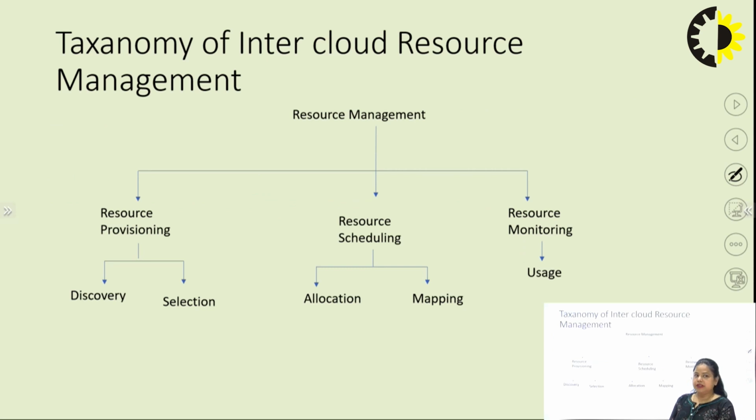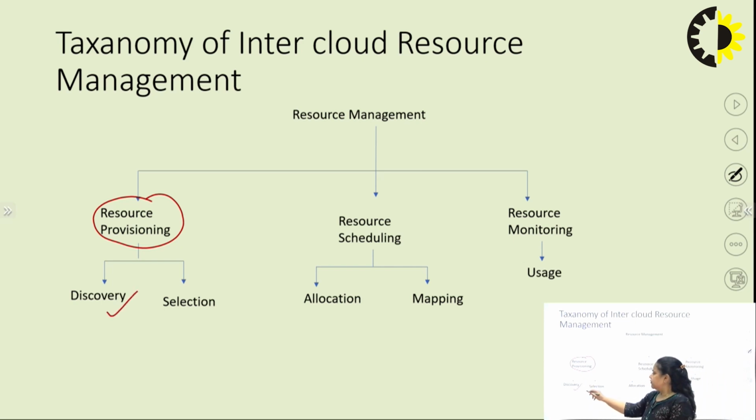Now, when I talk about the taxonomy of intercloud resource management, the first parameter is resource provisioning. In this lecture, we are going to discuss the complete method of how resource provisioning works. Under resource provisioning, we are going to talk about two terms: first is discovery and the second is selection.